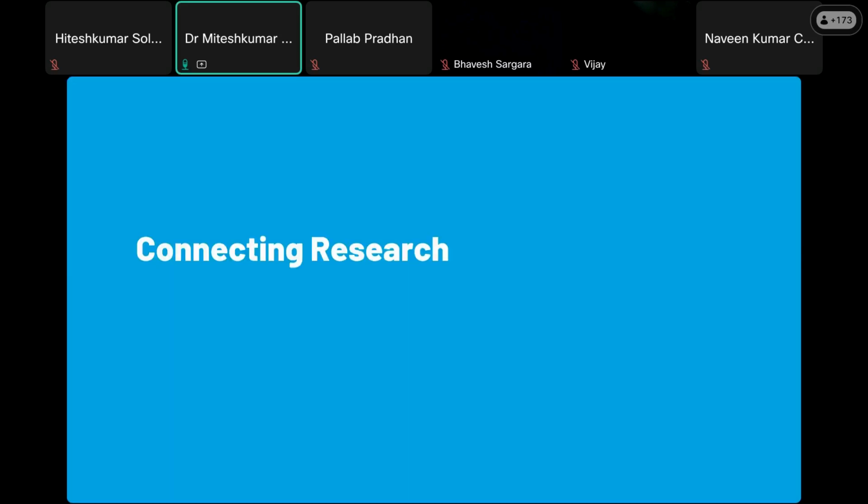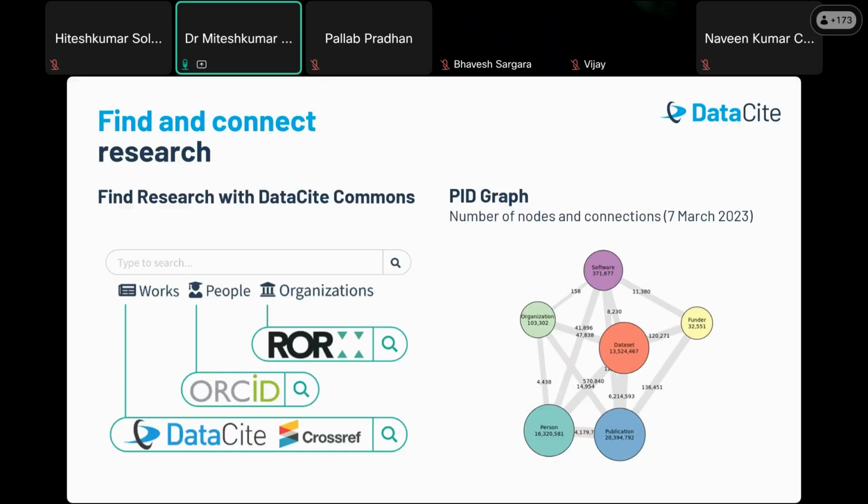So next is how to find and connect the research. Basically for works, DataCite and Crossref are there. For people or researchers, ORCID ID is there or ISNI is there. Then for organizations, ROR ID is there. And this is a PID graph that shows how many DOIs have been generated from different connections. The funders, data sets, publications, number of people, I mean to say researchers, then organizations. So this is the graph which shows how it is interlinked and connected.